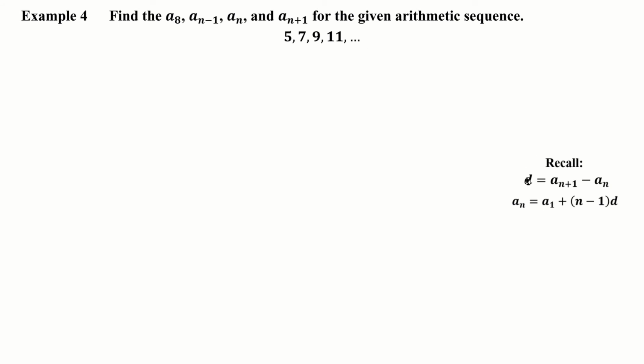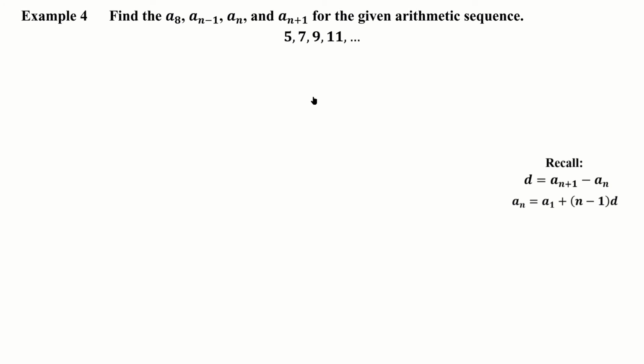Notice that our toolbox, in other words, the set of facts we can use, is expanding. Now we know that D is equal to An plus 1 minus An, and we know that An can be found using the formula An equals A1 plus quantity n minus 1 times D. So see if you can figure it out and then come back. It's not really that complex, right?